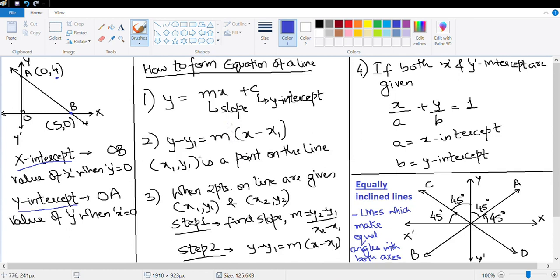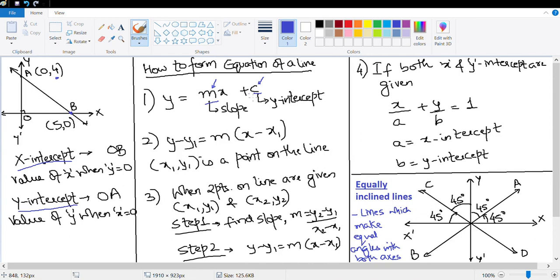So the standard equation of a line, which we know, is y is equal to mx plus c. So if the slope is given and the y-intercept is given, you can substitute them in this formula and you will get the given equation. So y is equal to mx plus c, substitute the value of slope and substitute the value of y-intercept.